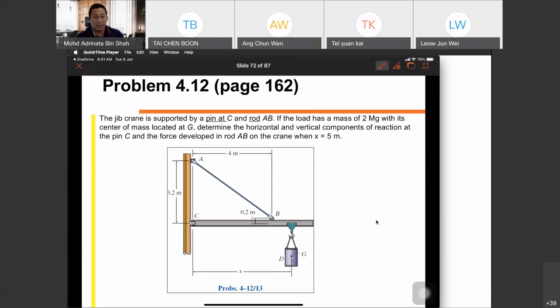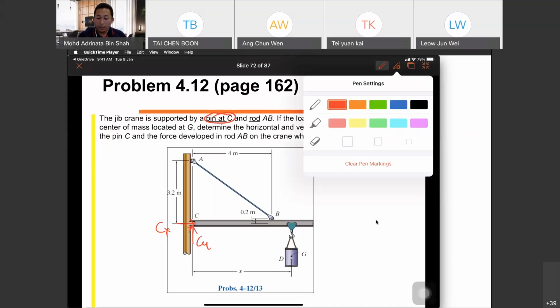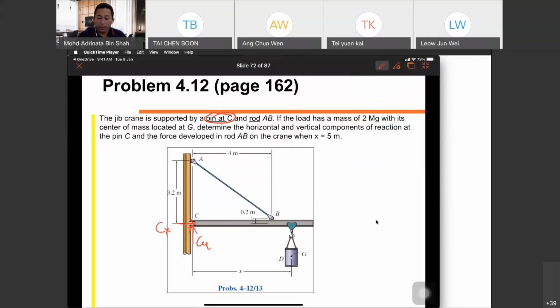Next, examples. Okay, the jeep frame is supported by a pin at C. So at point C there are two components, CX and CY. Okay, that is CX and CY. And rod AB. Okay, pin at C and rod AB. So here we have the rod.